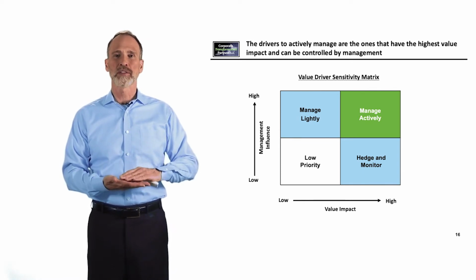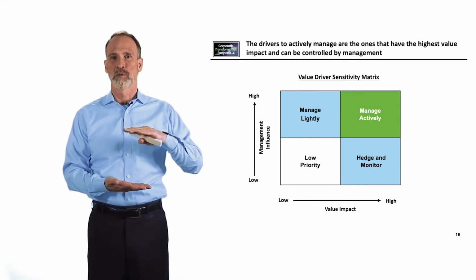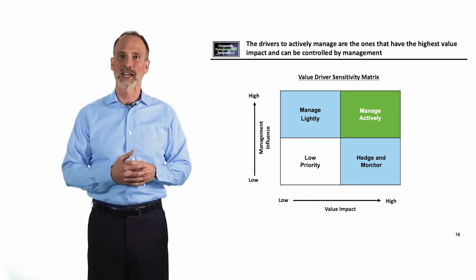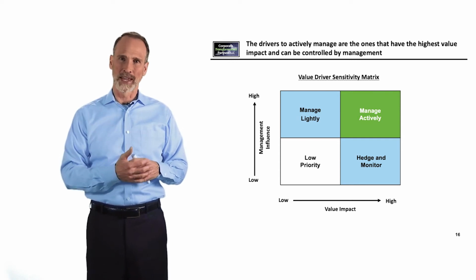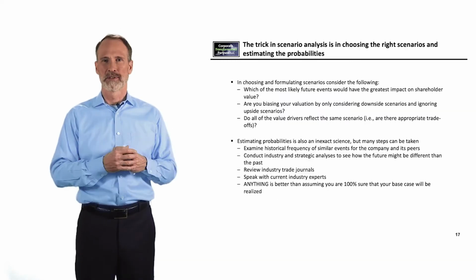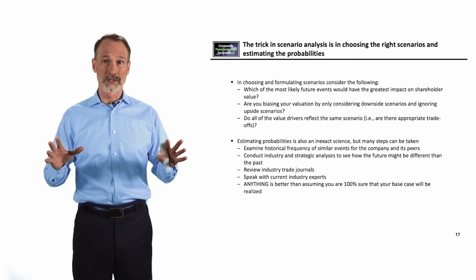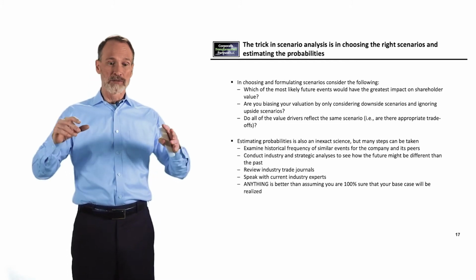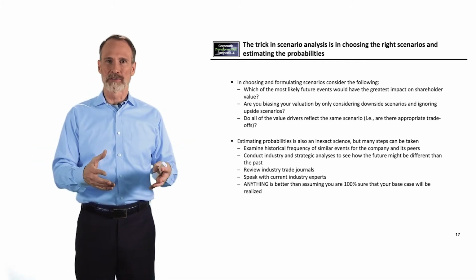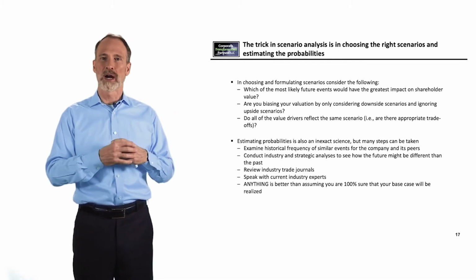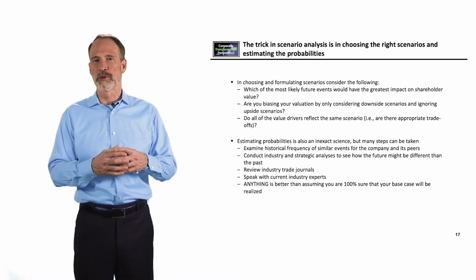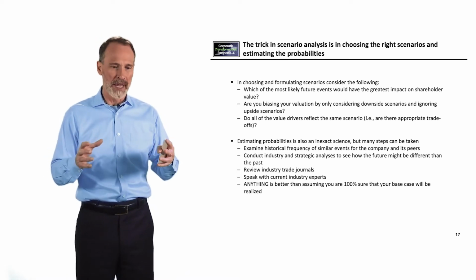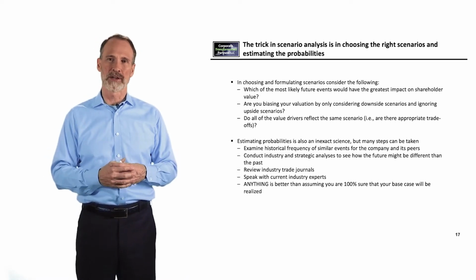But notice it does nothing at all on the vertical side. What's the probability of those things actually happening? To do that, we need to move on to our next S, scenario analysis. Scenario analysis is fundamentally different. Instead of just mechanically changing each value driver, here we go back to our list of risks and choose, I'll say, 3 to 5 of them that we think are most likely to happen and that would also have the biggest impact on our value.